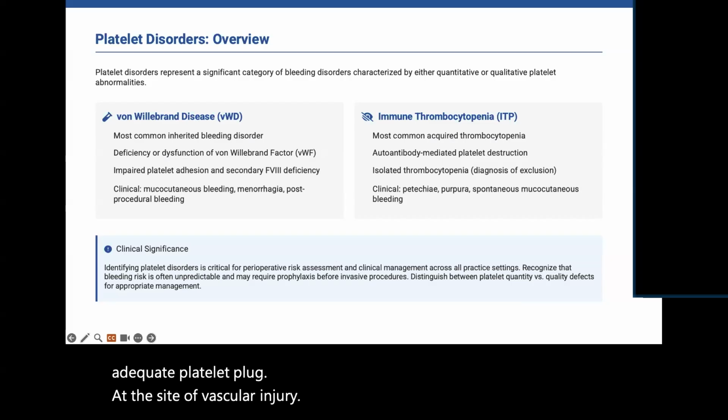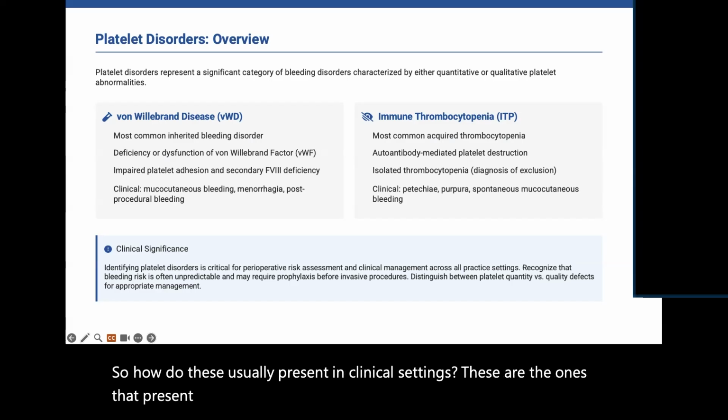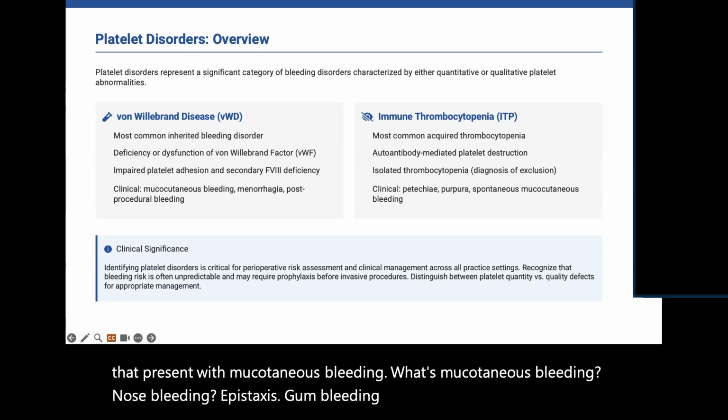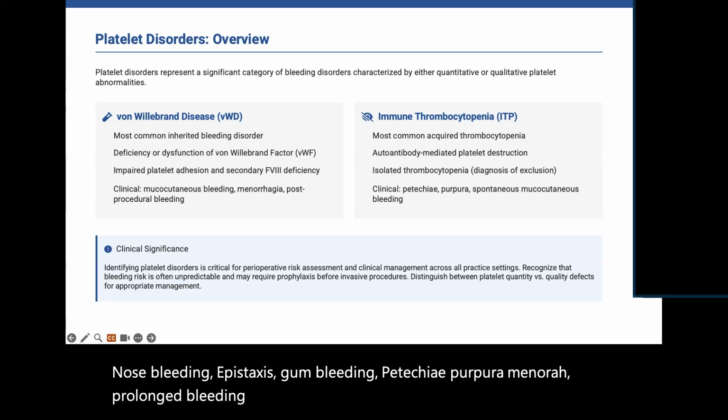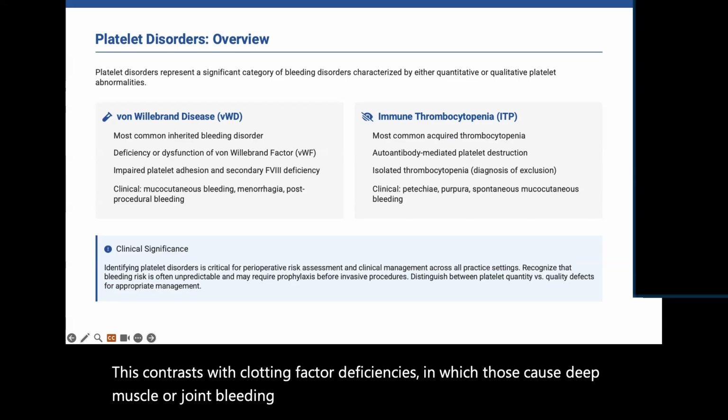So how do these usually present in clinical settings? Well, these are the ones that present with mucocutaneous bleeding. What's mucocutaneous bleeding? Nose bleeding, epistaxis, gum bleeding, petechiae, purpura, menorrhagia, prolonged bleeding after a minor trauma. This contrasts with clotting factor deficiencies, which cause deep muscle or joint bleeding.